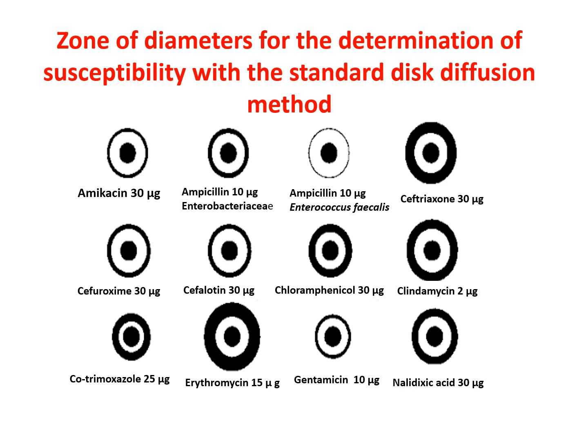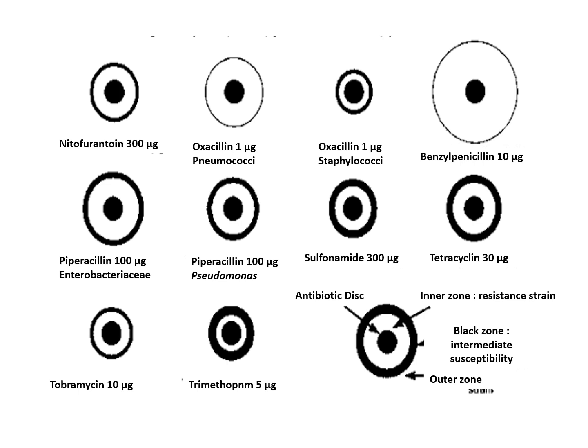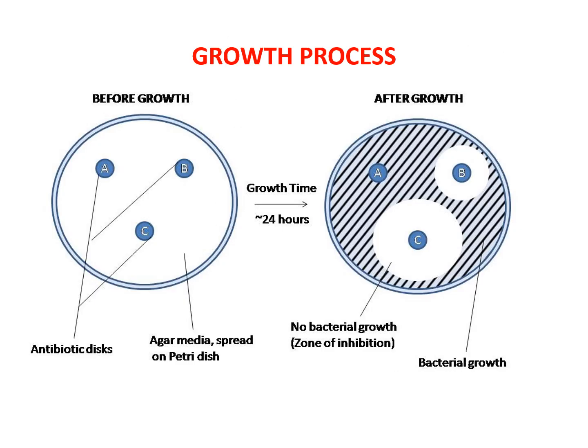This is the zone diameters for the determination of susceptibility with the standard disc diffusion method. So you can observe for the different types of antibiotics the growth process. This is the before growth, where the antibiotic discs are placed. Then after growth, you can observe if the disc has potential, a clear zone with no bacterial growth. That is called the zone of inhibition.